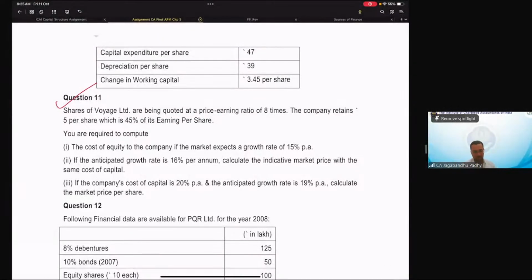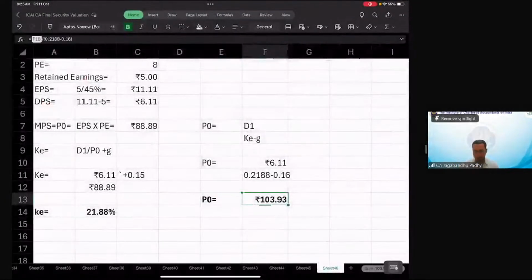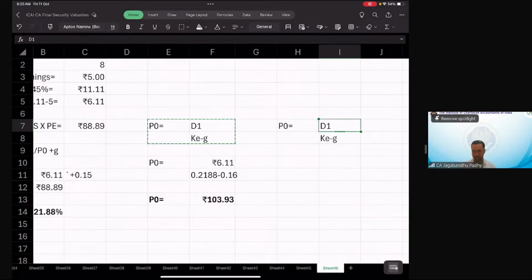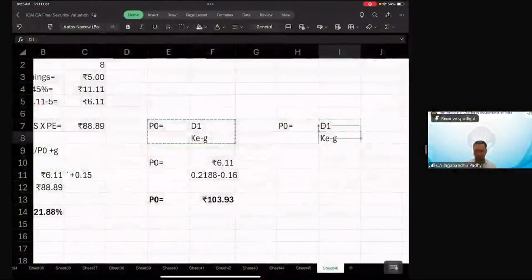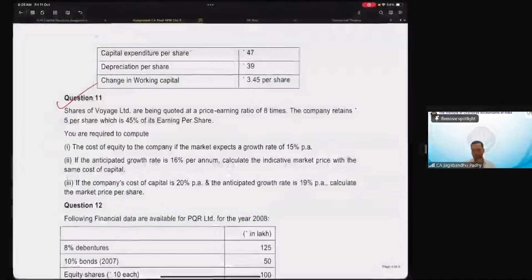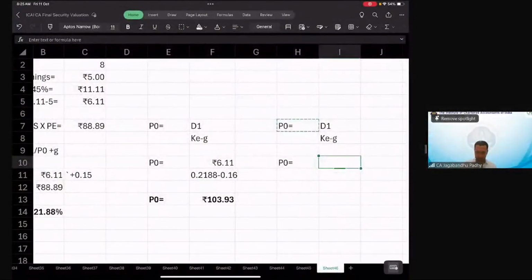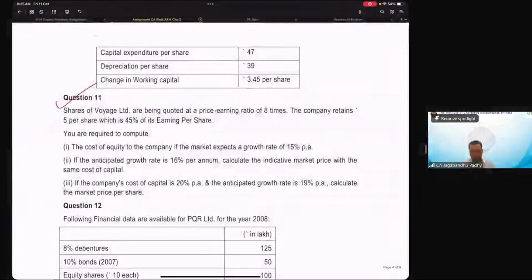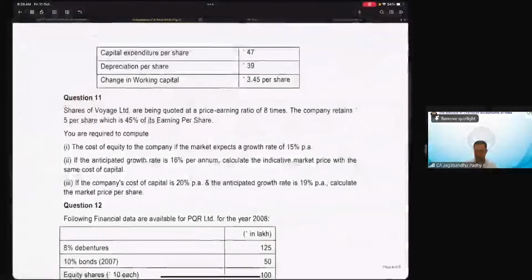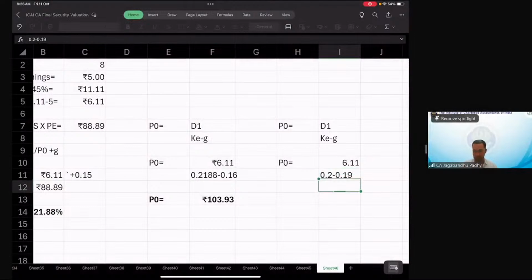Now the third is, if the company's cost of capital is 20% and anticipated growth rate is 19%, calculate the market price per share. So it's a totally different scenario. Again, we take D1, as I said, assuming it to be of the next year. So 6.11 divided by KE, which is 20%, so 0.2, minus growth rate of 19%, so 0.19.